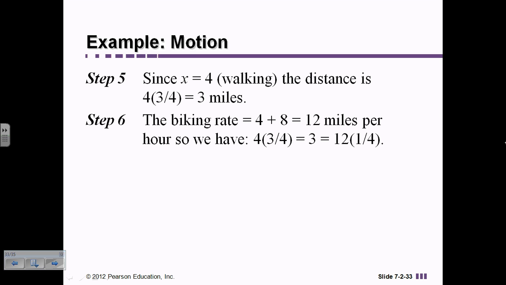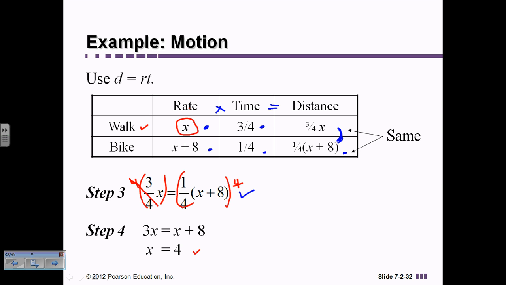Okay, so again, this represents the rate. Oops, let me go back for a second. Did I say it wrong? No, I didn't. So this represents the rate. The rate is 4 miles per hour, so 4 times 3/4 represents the distance. So the distance is 3 miles.